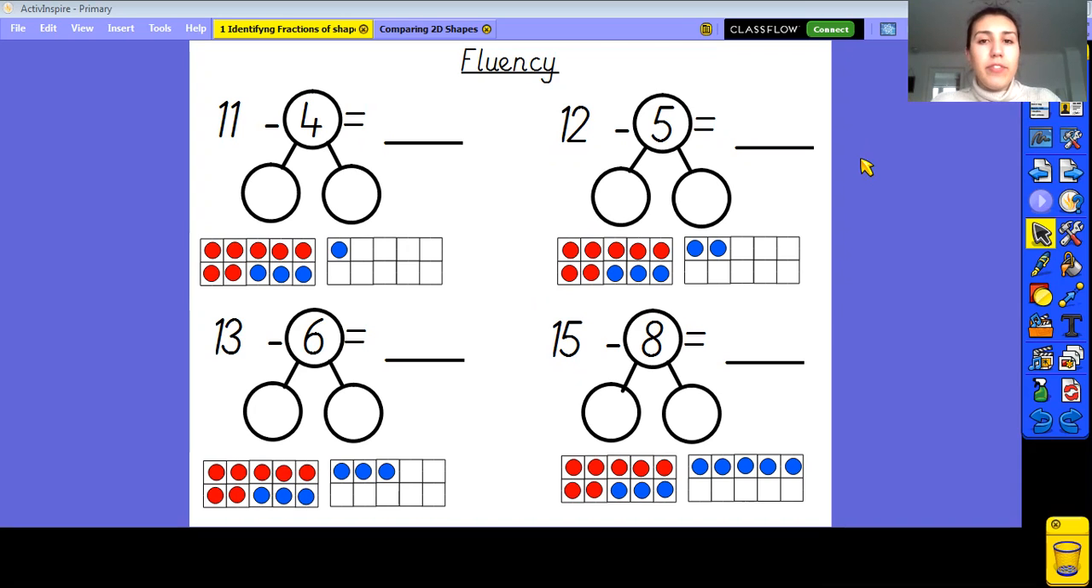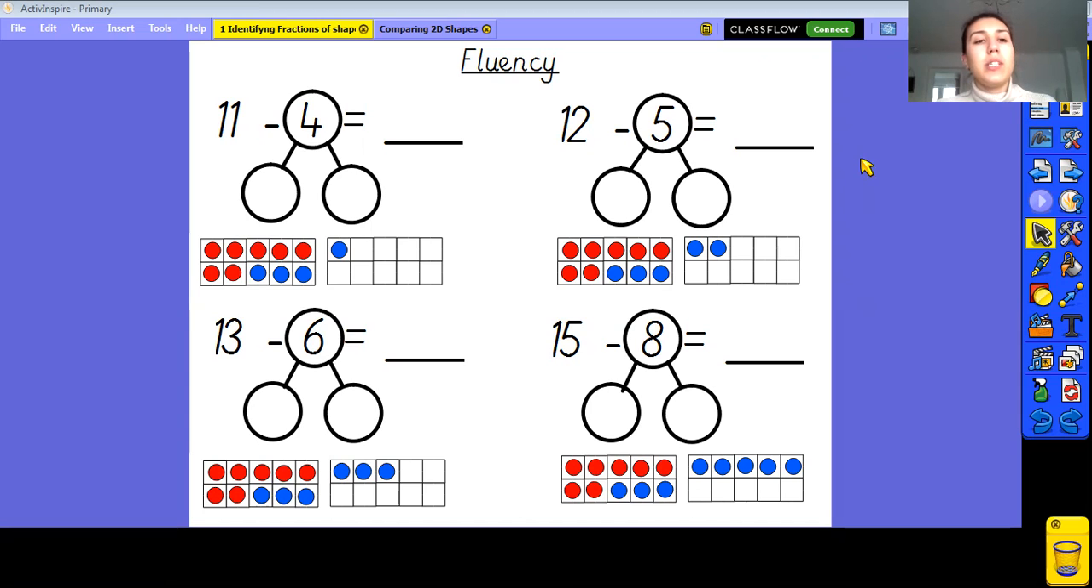So let's kick off with some fluency then. Before the half term, we were looking at using the make 10 strategy for addition. Today we're going to look at that same strategy, but in reverse, for subtraction. This time we're starting with a 2-digit number that is larger than 10.